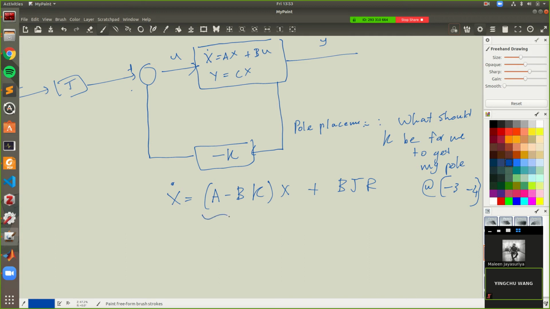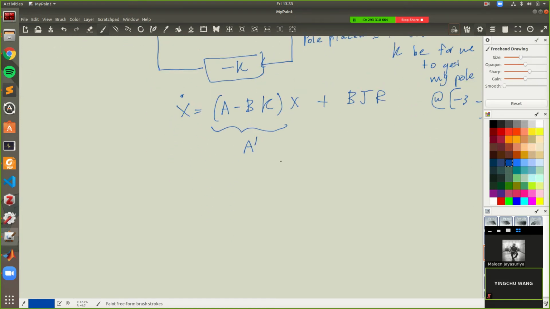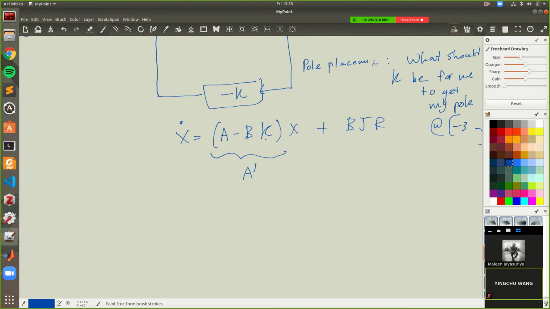Now this is your new A matrix. What you can do is put some variables in k, pretend this is the new matrix, and find its eigenvalues. So what is the dimension of k? What will k look like? K will have to look like this, because it has to be multiplied into B, and you need to be able to subtract it from a 2 by 2 matrix. So what does A dash look like? A dash is A minus BK.